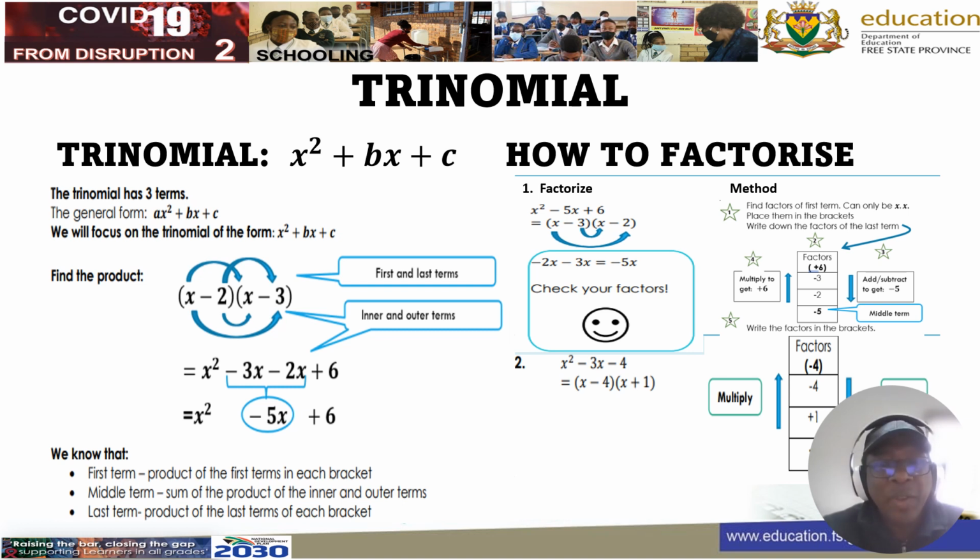The same way with example number 2. First, find the factors of the first term, which is x by x, and find also the factors of the last term, which are minus 4 and 1. When you add minus 4 and 1, we get negative 3. Therefore, the factors of the second example will be (x minus 4) into (x plus 1).